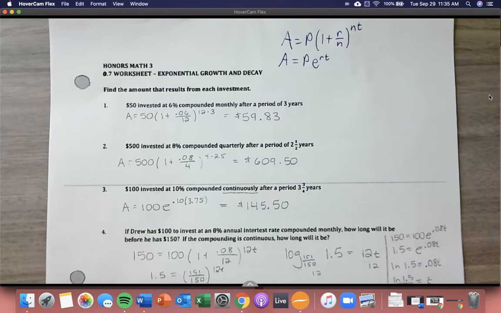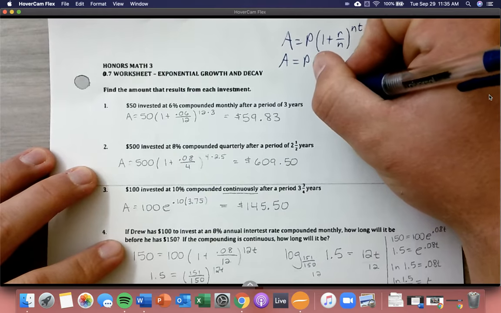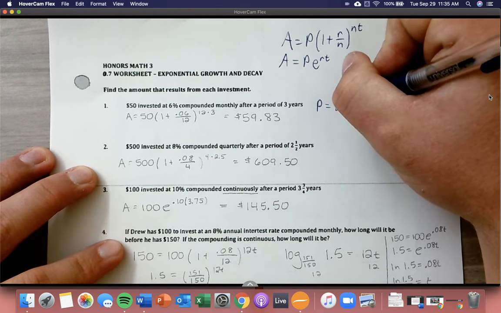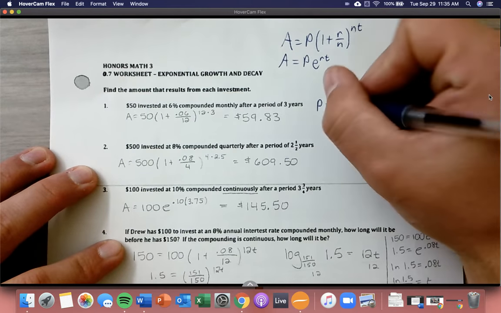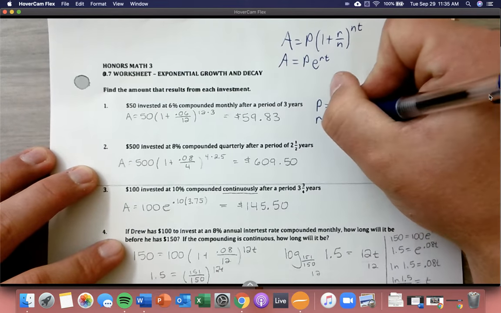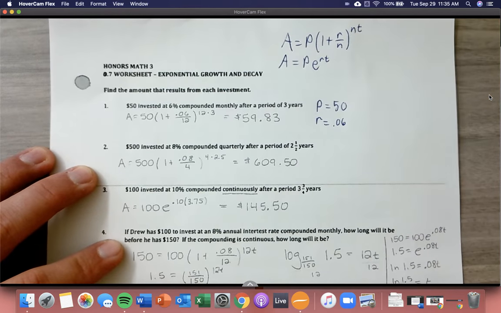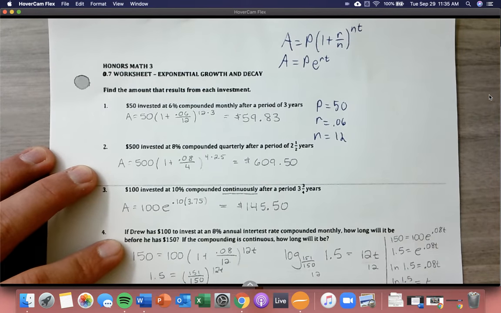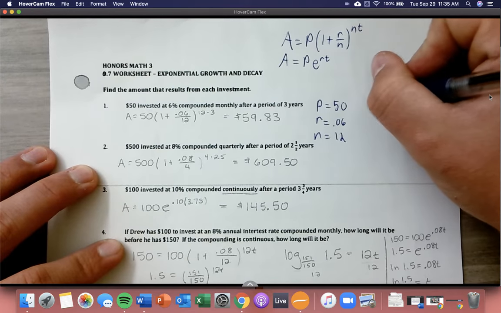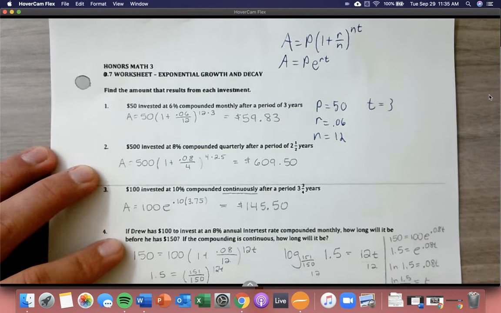So number one, $50 invested at 6% compounded monthly after a period of 3 years. All right, so we know the principal in this case is 50. We're solving for the amount. That's what we want to know. The rate is 6%, which is 0.06. The number of times it's compounded is monthly, which means 12 times, and after a period of 3 years. So t in this case is 3.